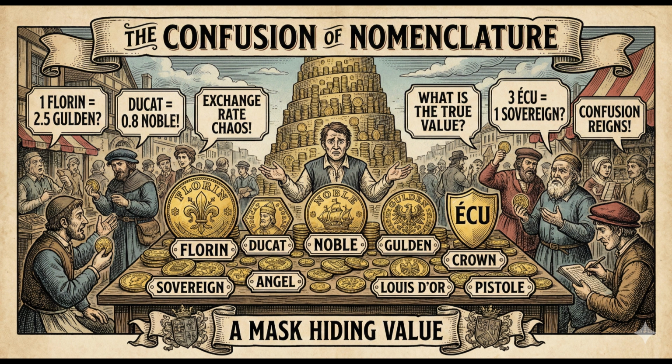However, they rarely maintained the original weight or fineness. This resulted in a Babel of Gold, where the term florin might refer to a high-purity Italian coin in one market, but to a heavily debased German gulden in another. For the international merchant, the name of a coin was often a deceptive mask, hiding its true metallic value. This confusion was often a deliberate tool of statecraft.